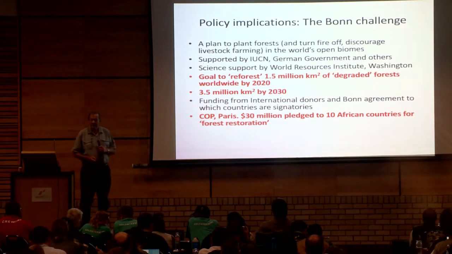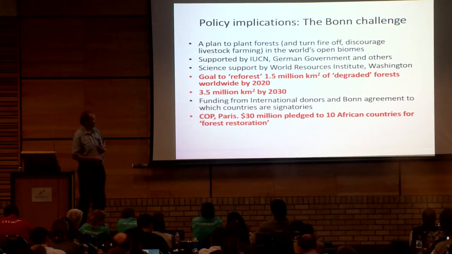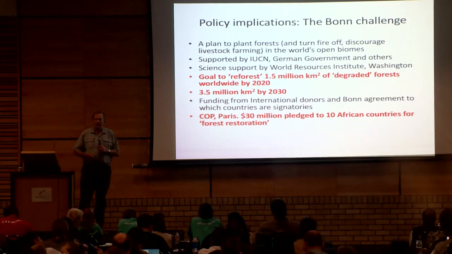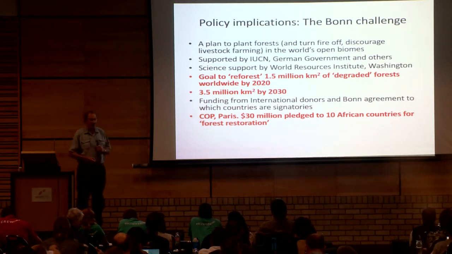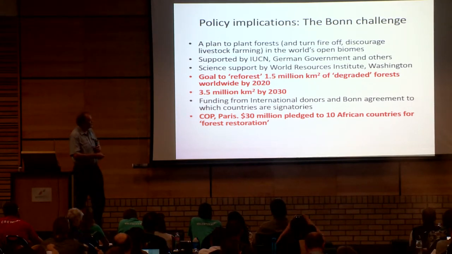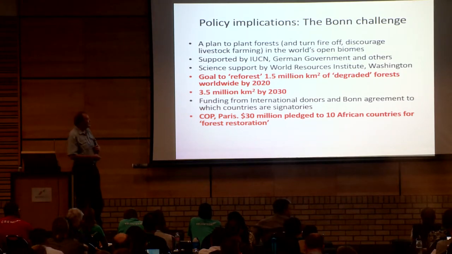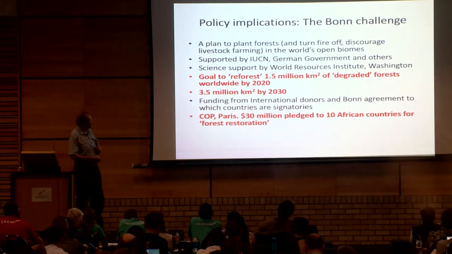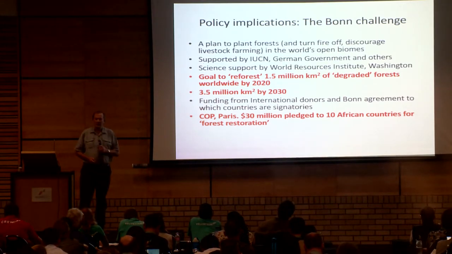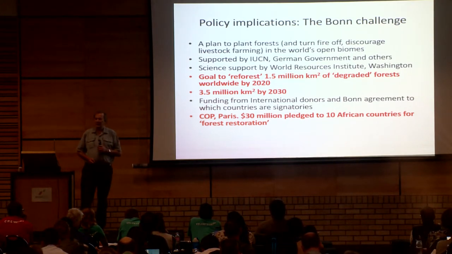And the policy implications come up in something like the Bonn Challenge, which is a plan to plant forests and to turn fire off and to discourage animals, livestock farming, in all the world's grassy areas. Mustn't do this. And it's supported by the IUCN, the German government. Many other governments are buying into it, probably yours. The science is supported by the World Resources Institute of Washington. And the goal is to reforest 1.5 million square kilometers of these degraded forests worldwide within the next 4 years.